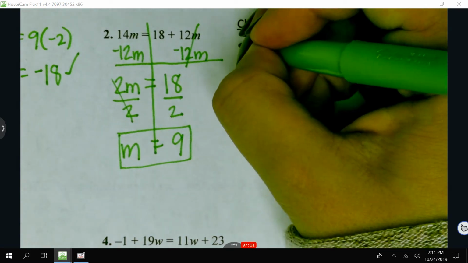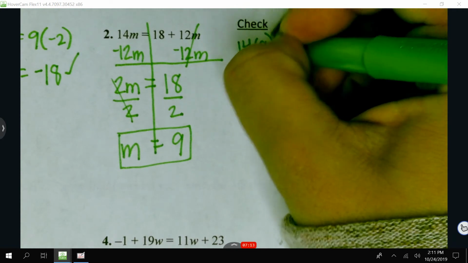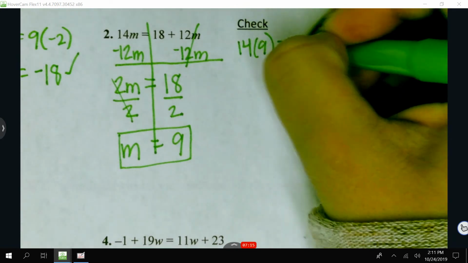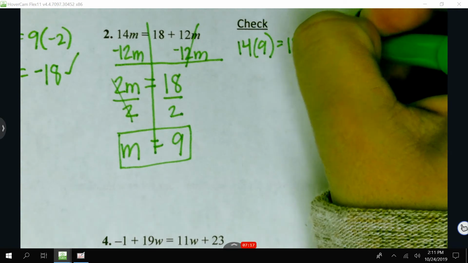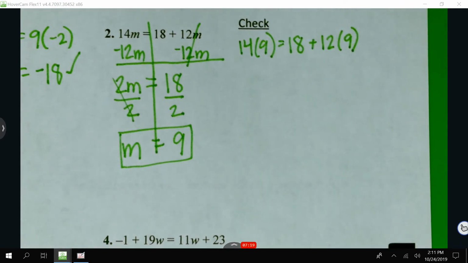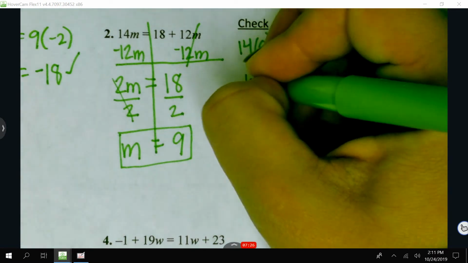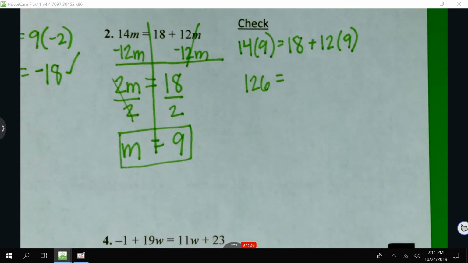So I'm checking. That means I have 14 times 9 equals 18 plus 12 times 9. So what is 14 times 9? 108. 126. And then 18 plus 12 times 9?